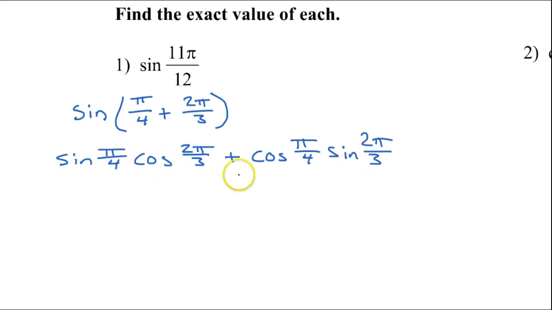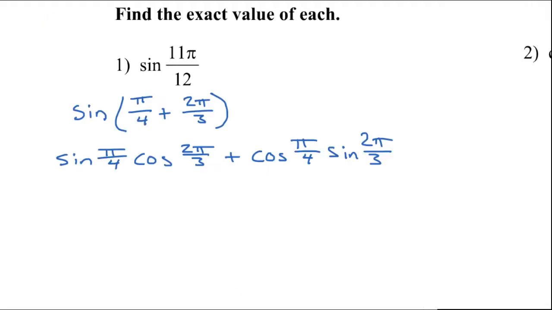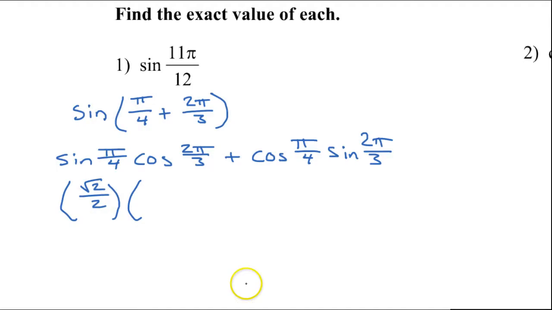Now each one of these I can evaluate using values off of my chart right here. So specifically sine of pi over 4, we know that that is radical 2 over 2. Cosine of 2 pi over 3. Well, let's start with cosine pi over 3. Cosine pi over 3 is 1/2. So that tells me that cosine 2 pi over 3 is either going to be positive 1/2 or maybe it's going to be negative 1/2.